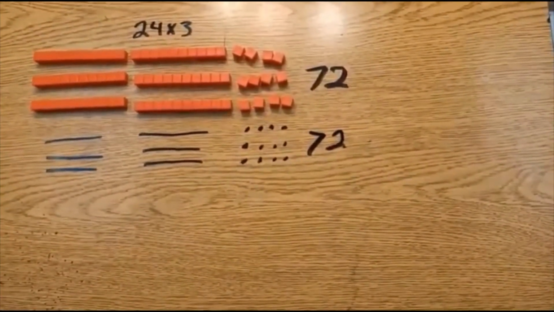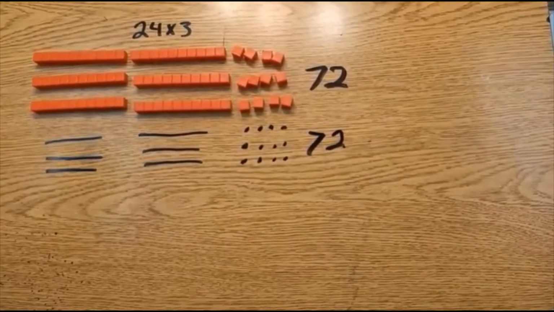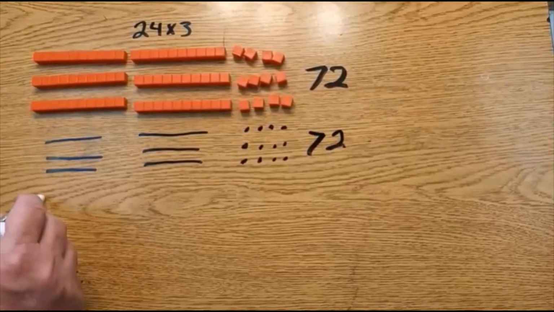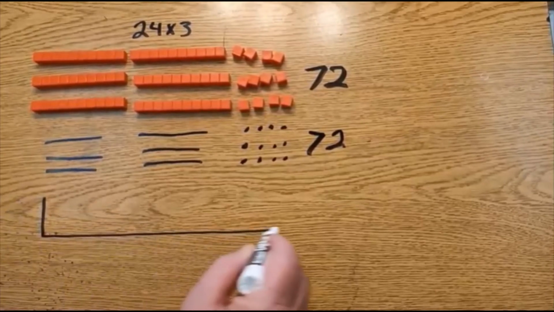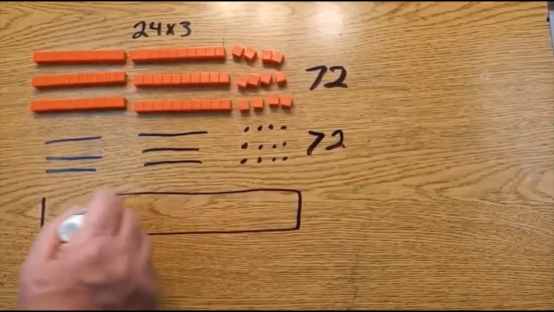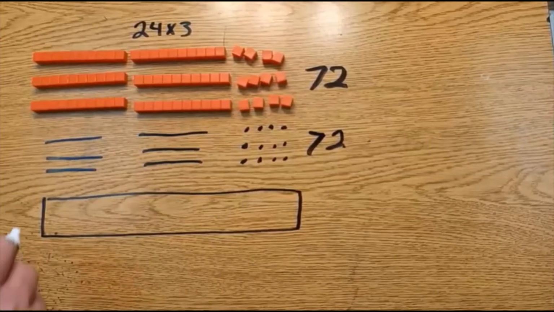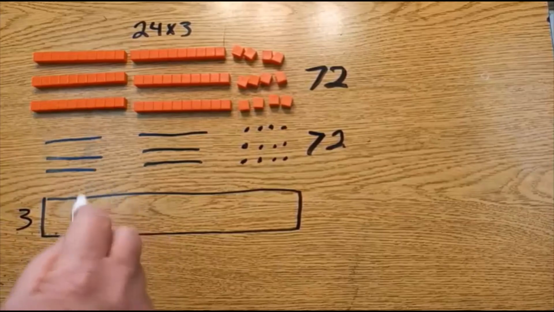Next way we're going to do it is called an area model or a partial product way. So I'm going to draw a rectangle that's going to represent 24 times 3, and I'd do my 3 rows. So I could break that down.